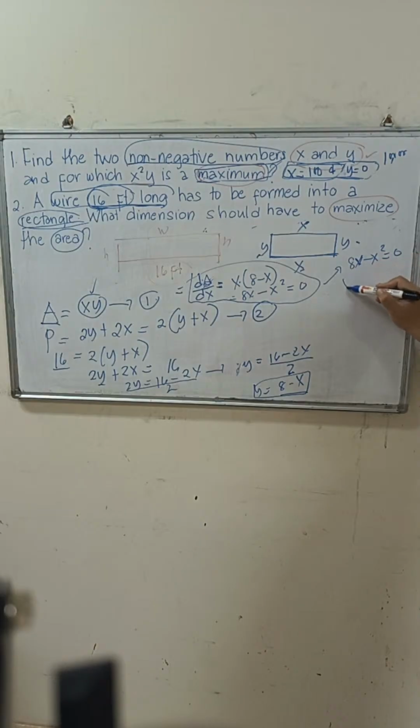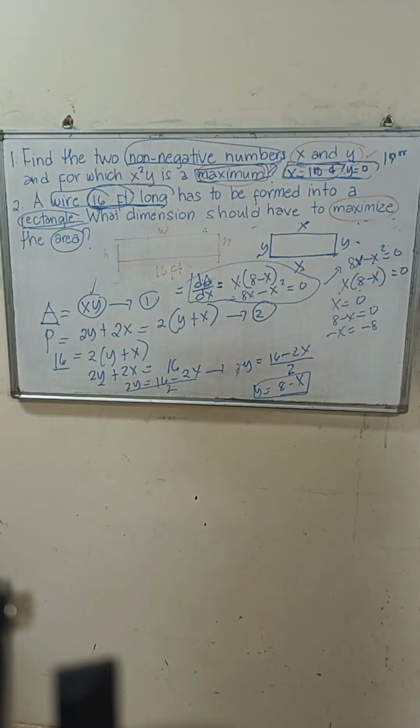Then factor out the variable. So 8x divided by x is 8, x squared divided by x is x, is equal to 0. Therefore, equate both sides: x equals 0, and 8 minus x equals 0. Therefore, x is equal to 8. So we have two answers again: x is equal to 8 and x is equal to 0.